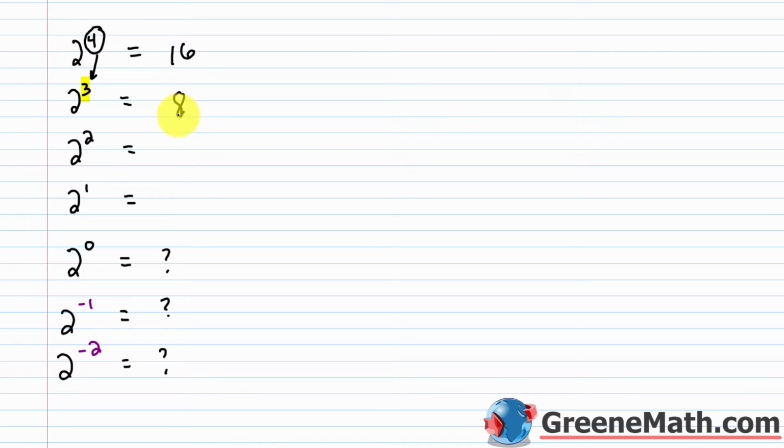And I can keep doing this going all the way down. So in other words, if I want 2 squared, I take 8 and I divide it by 2, and I get to 4. If I want 2 to the 1st power, I take 4, I divide it by 2, and I get 2. If I want 2 to the power of 0, I take 2 and I divide it by 2 and I get 1. This is 2 over 2 and this equals 1.